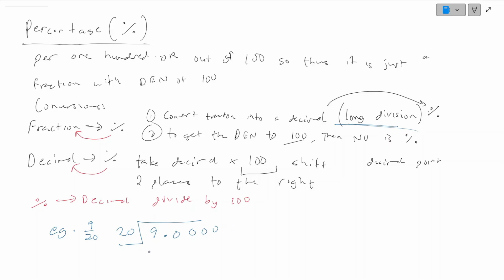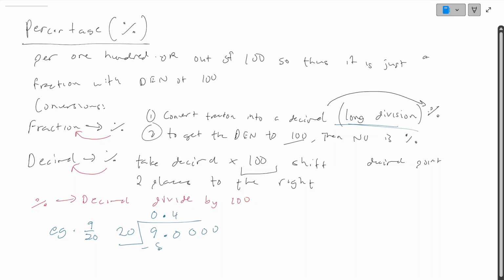You can add as many zeros as you want after the decimal point. And now we can do this division. So 20 goes into 9 0 times. Then in order to go to the next number, we would have to put our decimal. And now we have 90. 20 goes into 90 4 times.